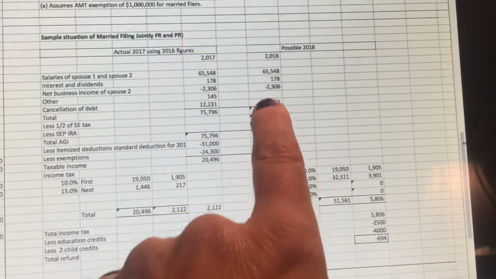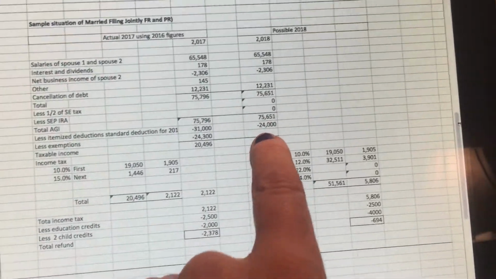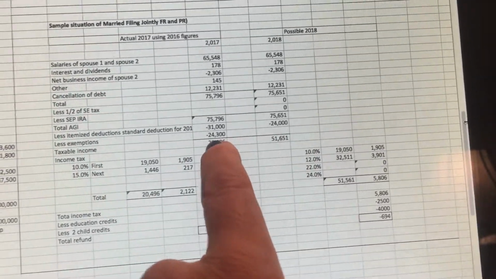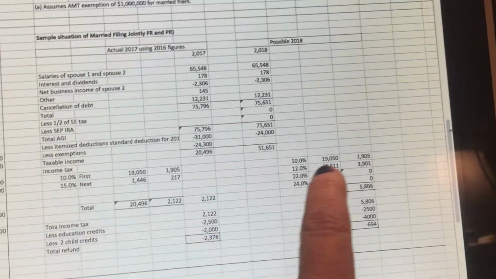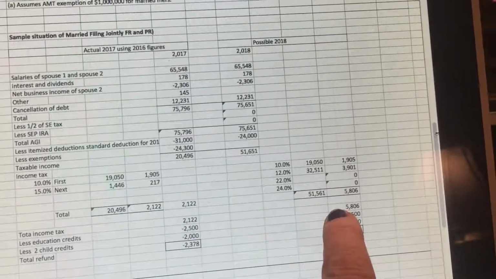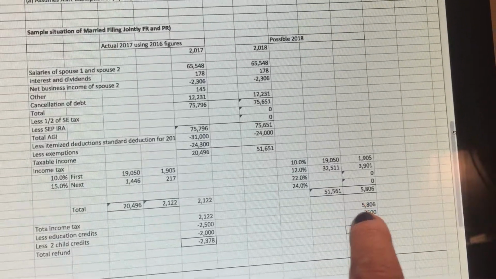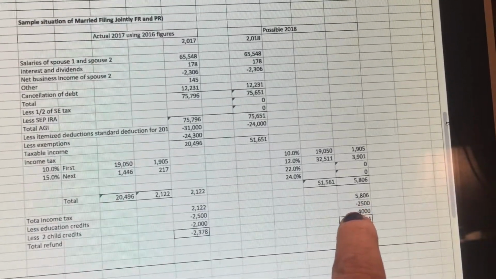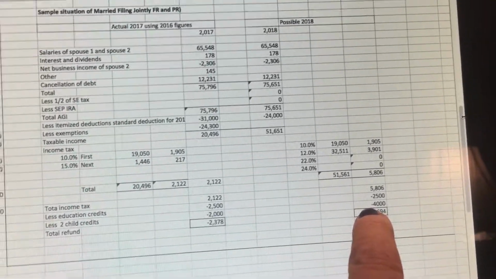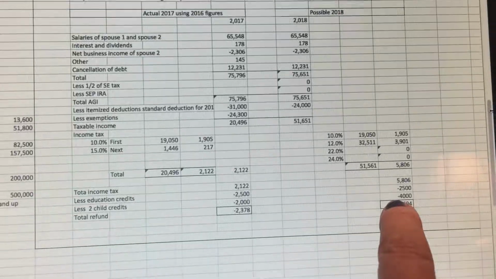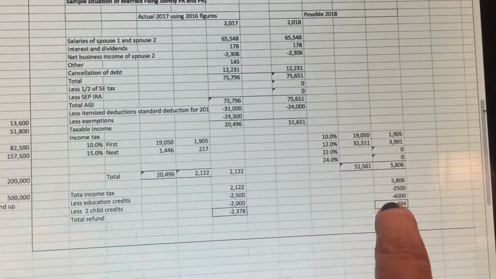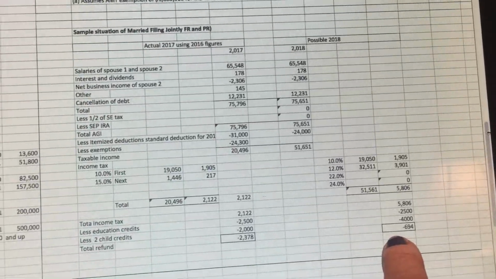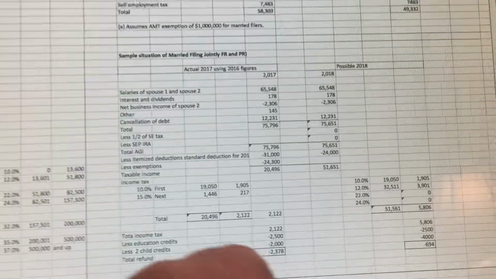Now in 2018, you can see most of this stays the same, but instead of $31,000 itemized deductions, they're only allowed $24,000, and they lose this big exemption amount here. However, the lower brackets have a beneficial effect in moderating that loss, and the total tax goes up from $2,000 to $5,008. However, the additional $2,000 of child credit, because the child tax credit has increased from $1,000 per child for the 2 children under 17 to $2,000, yet it still causes their refund, instead of being $2,378, to go down to $694. So there's an increase of tax, about $1,600 for this couple.